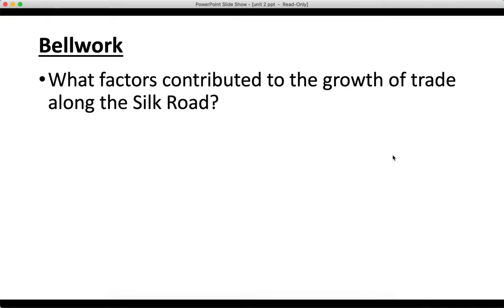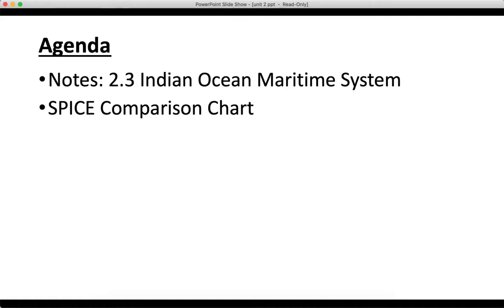What factors contributed to the growth of trade along the Silk Road? Ignore the spice comparison chart. We're not going to be doing that.